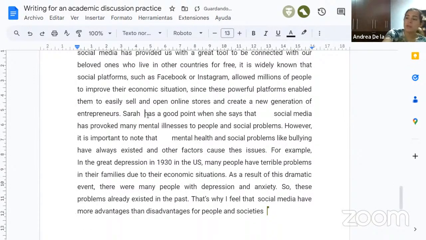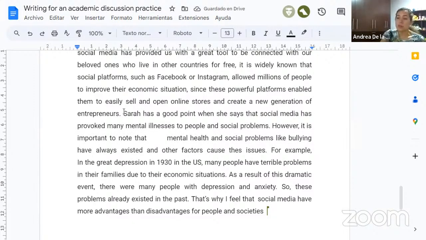After you have stated your own point of view and your own reason, you need to challenge the other student's point, right? So you said, Sarah has a good point when she says that social media has provoked many mental illnesses to people and social problems. Okay, yes. This is something that Sarah says, so it's great. However, it is important to note that mental health and social problems like bullying.